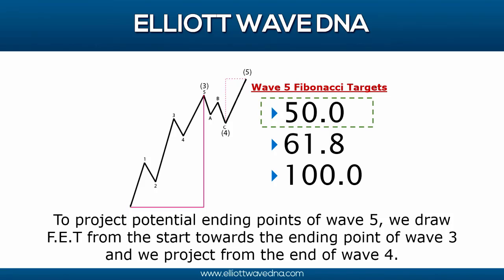But if we compare the wave 5 and wave 3, we are going to use the 50% as the first target, after that looking for the 618 as ideal target, and after that, if wave 5 want to become extended wave, we are going to use the 100% extension of the wave 3.